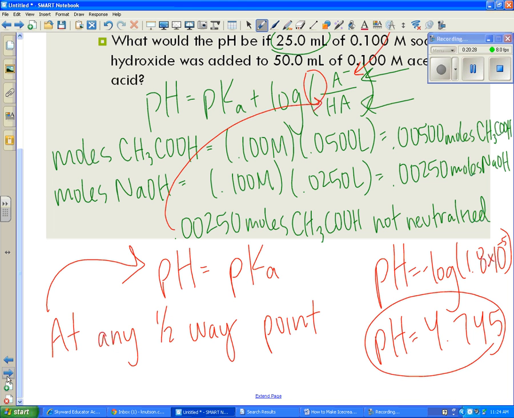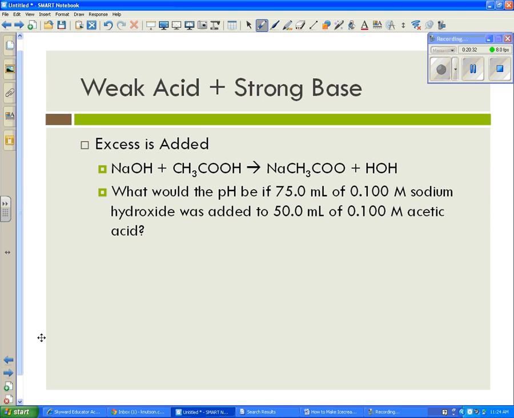All right, the last problem that we'll look at today. We have a weak acid and a strong base, and we have excess base added. So still the same problem that we were looking at in the last couple, but now we have extra base added. We only needed 50 milliliters, and at this point we've added 75. If we have extra base, what kind of pH should we see? Something greater than 7. So we would anticipate seeing a pH greater than 7.